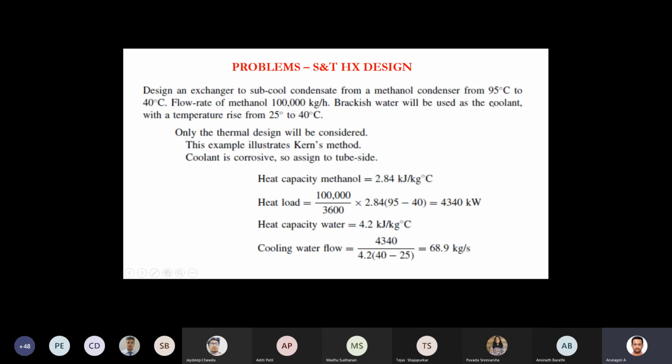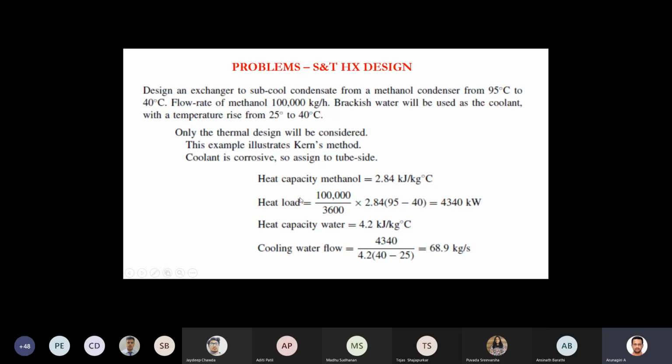Because the design problem is we have to cool the condensate, that load has to be taken as the design load. Even the brackish water load you should not take. So this is the load that you have to take. The heat capacity of water is 4.2 kilojoules per kg degree centigrade. Cooling water flow rate you can calculate.